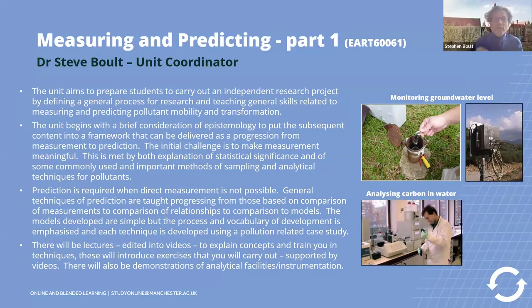Hiya. Measuring Predicting Part 1 is the first course that you'll do. It's in the first semester. It actually has several objectives because it is a preparation for your research project, which you'll be doing in the third semester, or as you're doing it part-time, that may be some other time later.